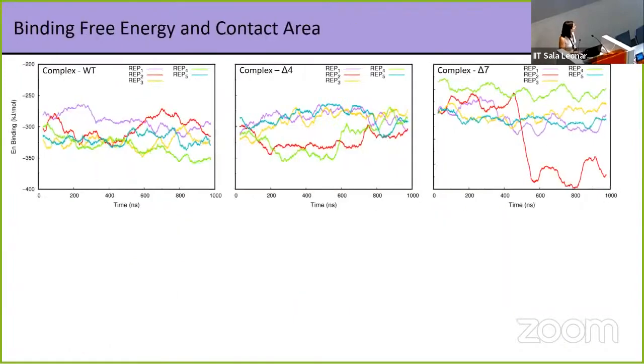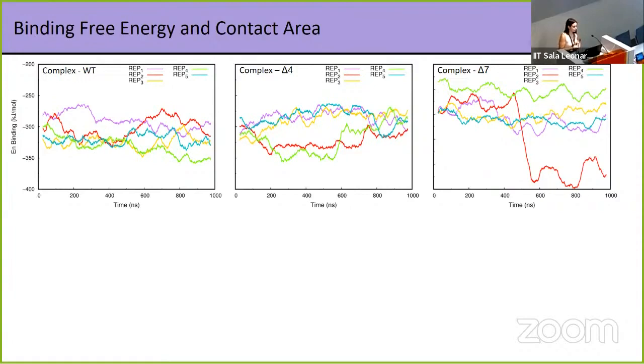The next step was to calculate the binding free energy of our protein. Obviously, in this case, we can't use the apo structure, it doesn't make sense. So we use the complex: the wild type, the delta 4 and the delta 7. On the first two, you can see the values are around the same tendency, nothing really strange. However, when we look at the delta 7, we can tell that one of the replicates really has a weird behavior compared to the other ones.